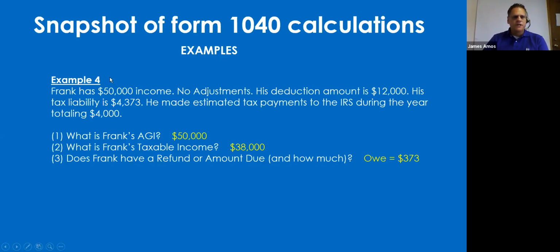So again, walking through how she got this, everyone. Income minus adjustments, 50,000 minus 0 gives us AGI of 50,000. AGI of 50,000 minus the deduction of 12,000 leaves us with taxable income of 38,000. I've already given you the tax liability of $4,373. He paid $4,000 of that during the year. So $4,373 minus $4,000 means he still owes. He only paid $4,000 of it, so he still owes the $373. That's exactly right.